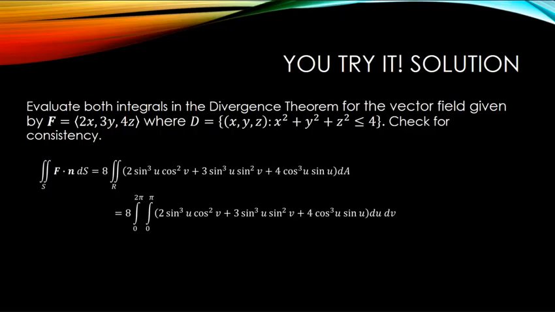I compute that integration piece and I get 96 pi, which is exactly what we got when we computed our volume integral, so the results are consistent. This is how we can use the divergence theorem to work with vector fields in order to find the flux across a boundary. Be sure and let me know if you have any questions.